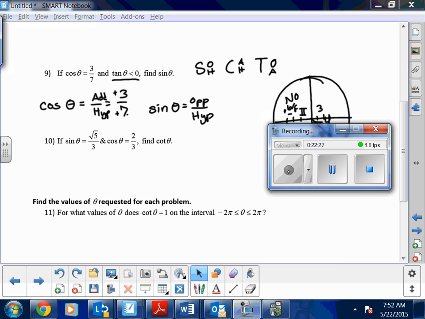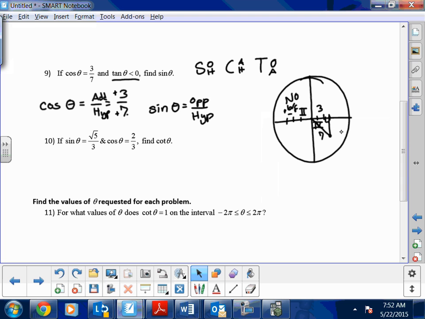Okay, so with this here, now that we have the hypotenuse, we know that part of the answer is actually 7, but we need the opposite. We get that by using the Pythagorean Theorem. That's a lovely part of this.